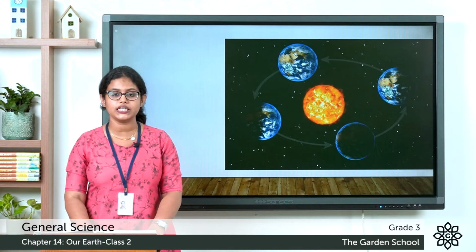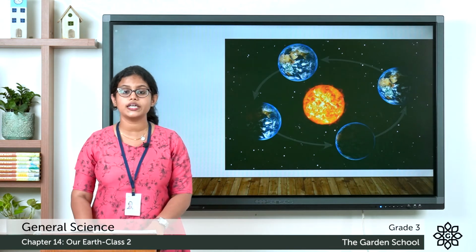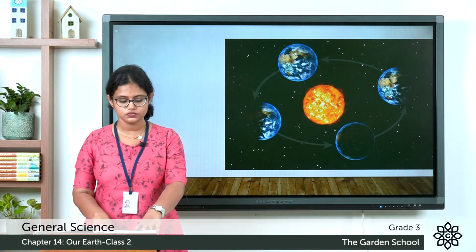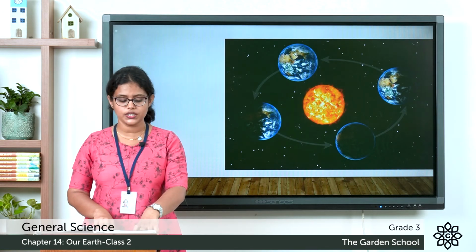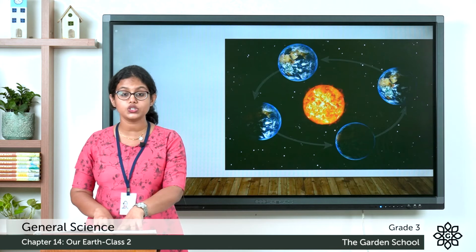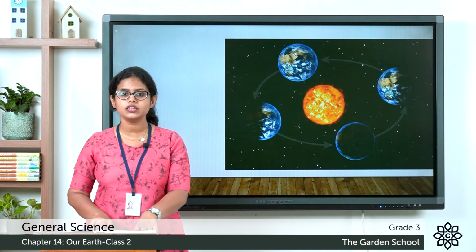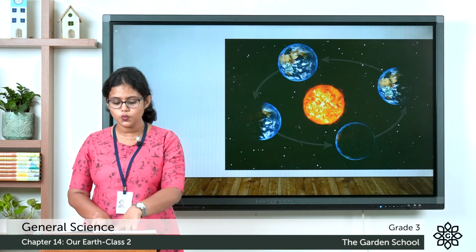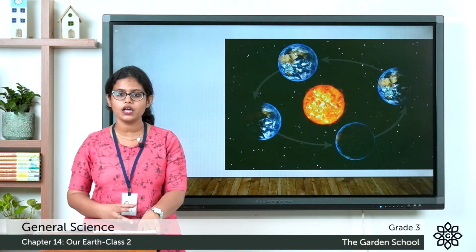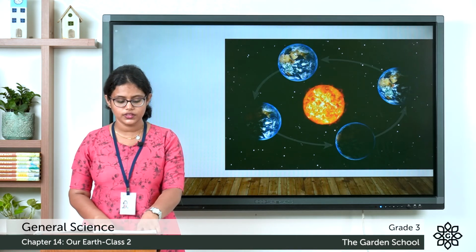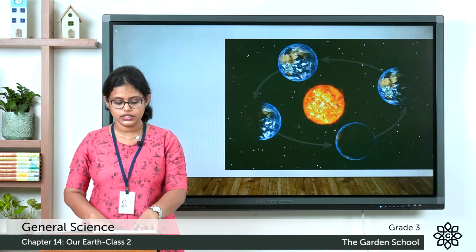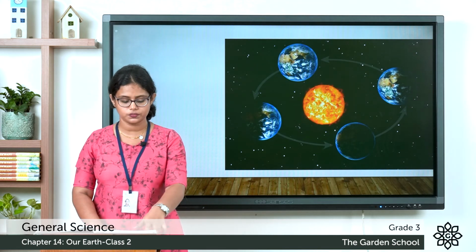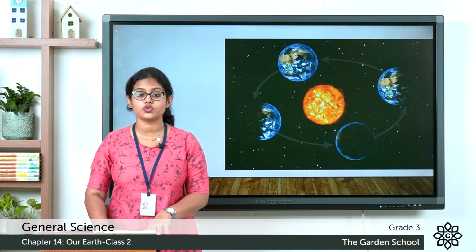Then on page number 138, you can see the keywords given. Rotation of the Earth. What is rotation? The movement of the Earth on its axis. Then Earth's axis, which means an imaginary line about which the Earth rotates. Earth's orbit, a definite path taken by the Earth while it moves around the sun. And that definite path is called orbit. Then Earth's revolution, the movement of the Earth around the sun in an orbit.